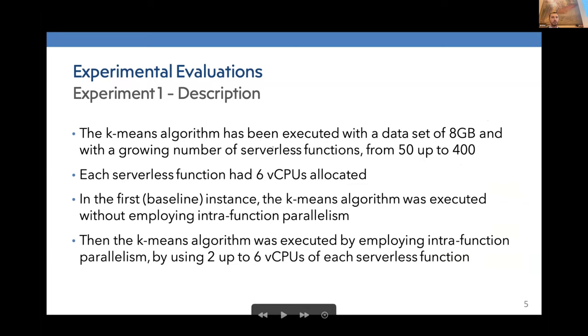And we carried out some experiments to evaluate our work. In the first experiment, we executed the k-means algorithm with a data set of 8 gigabytes and with a growing number of serverless functions from 50 up to 400. And each serverless function had 6 vCPUs allocated. And first, in the baseline instance, we executed the k-means algorithm without employing intra-function parallelism. So although the serverless functions had 6 vCPUs allocated, we did not use them. We just used 1, as the serverless functions were executed sequentially. And then in the second instance, we executed k-means again by using 2 vCPUs, 3 vCPUs, up to 6 virtual CPUs.